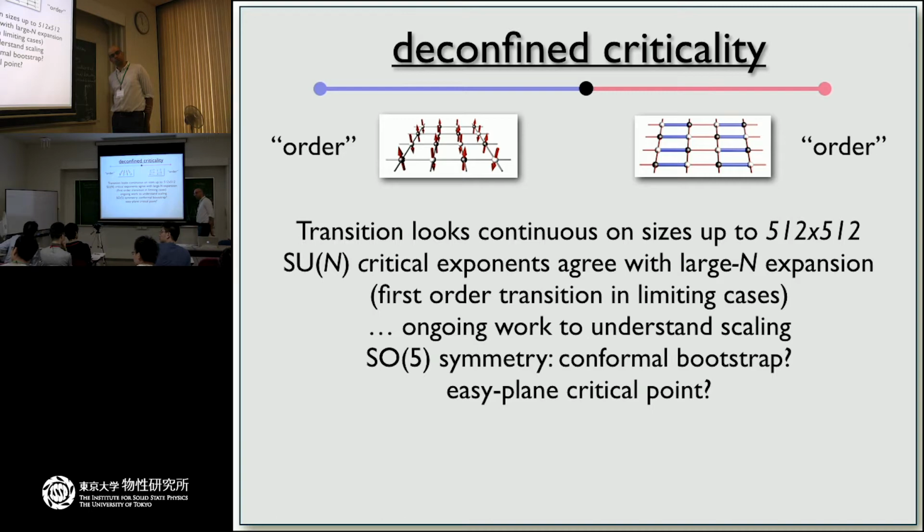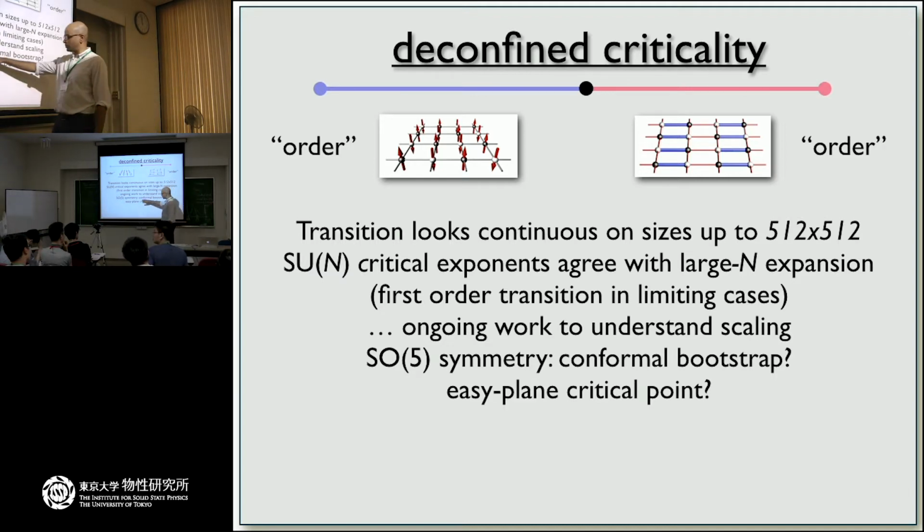It looks like the scaling dimensions for spin and diamond may be very close to each other, but not exactly the same. I can show you later. It's still not completely conclusive, but it's still amazing that they're so close to each other. Very close to SO5 symmetry, but probably not.